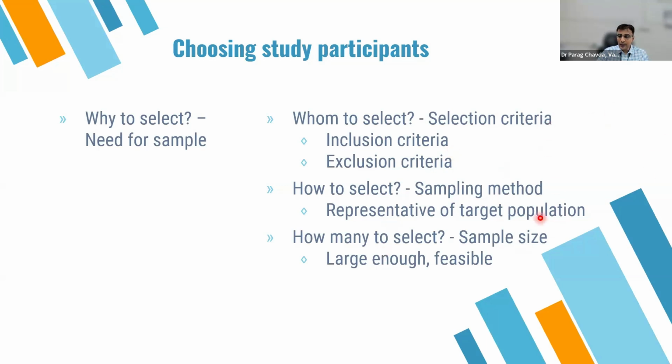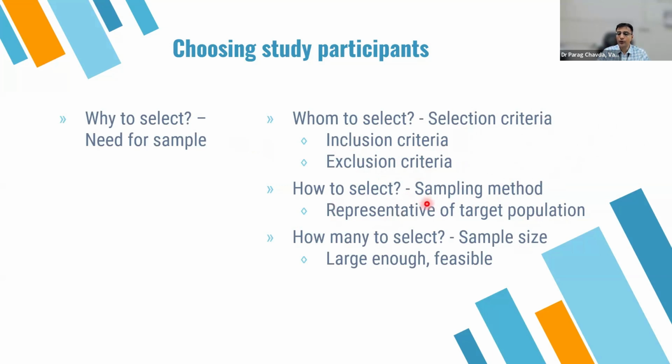Three important things to describe in your study sample. One is whom to select, and that's your selection criteria. There are inclusion criteria and there are exclusion criteria as well. When we go into detail, you'll realize what we discussed in the previous session is going to help us here.